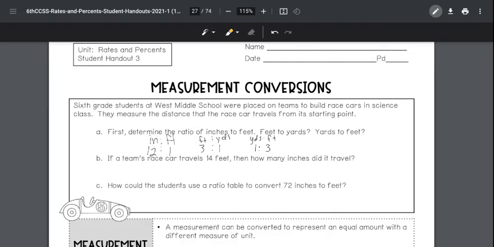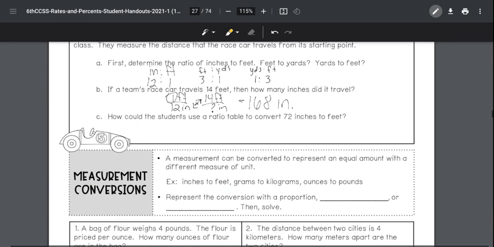B, if a team's race car travels 14 feet, then how many inches did it travel? So we know 1 foot equals 12 inches. 14 feet. Now we're looking for how many inches that is. So cross multiply and then divide. We're going to do 12 times 14. That answer divided by 1. And we get 168. So 14 feet equals 168 inches.